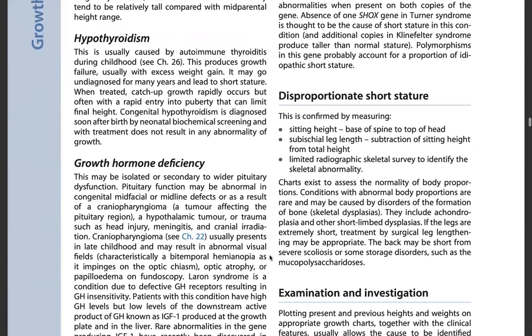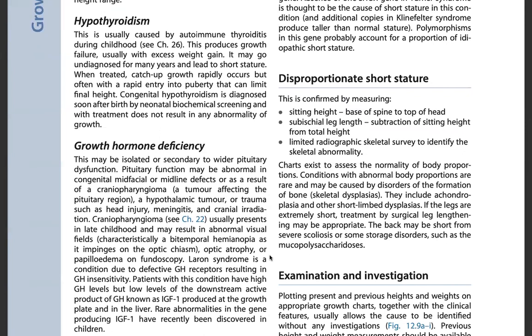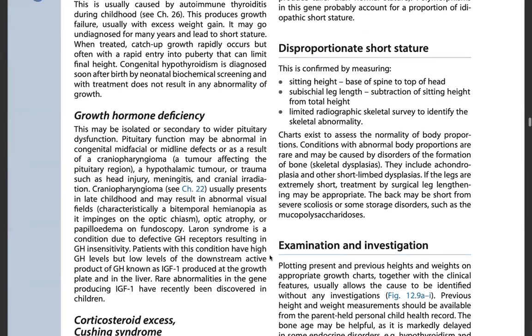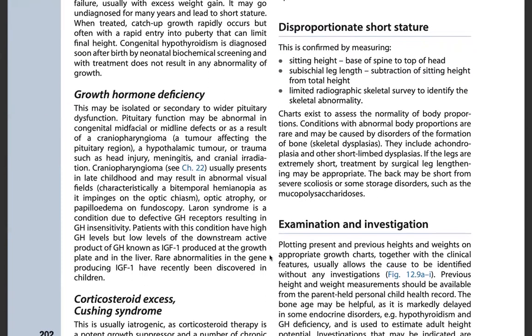Now, disproportionate short stature. This is confirmed by measuring sitting height, from the spine to the top of the head, and subischial leg length, obtained by subtracting sitting height from total height, and a limited radiographic skeletal survey to identify the skeletal abnormality. Charts exist to assess the normality of body proportions.